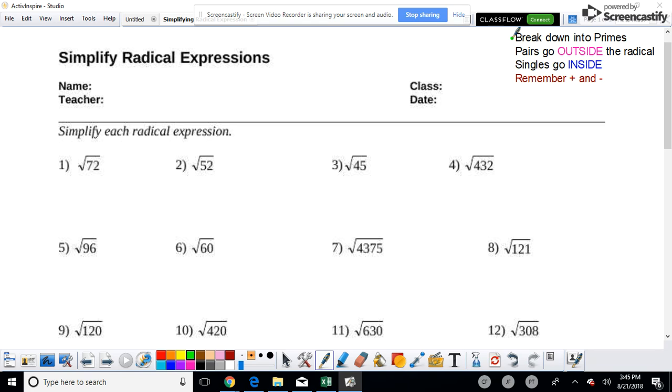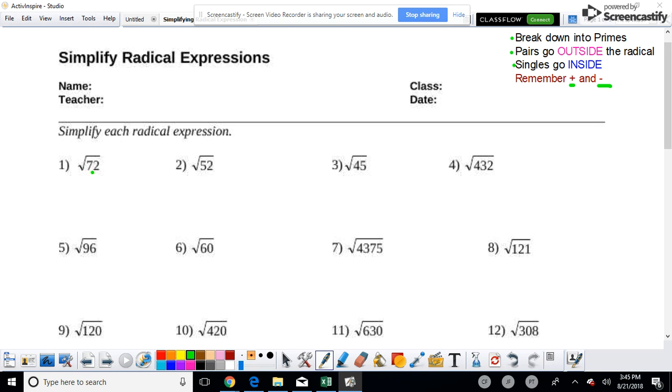Here's how. First, you want to break them down into primes. That means break them down into prime numbers as far as you can where you can't break it down anymore. Then you want to put the pairs on the outside of the radical, singles on the inside, and remember your plus and minus because quadratics have two solutions. So let's just jump right into number 1.